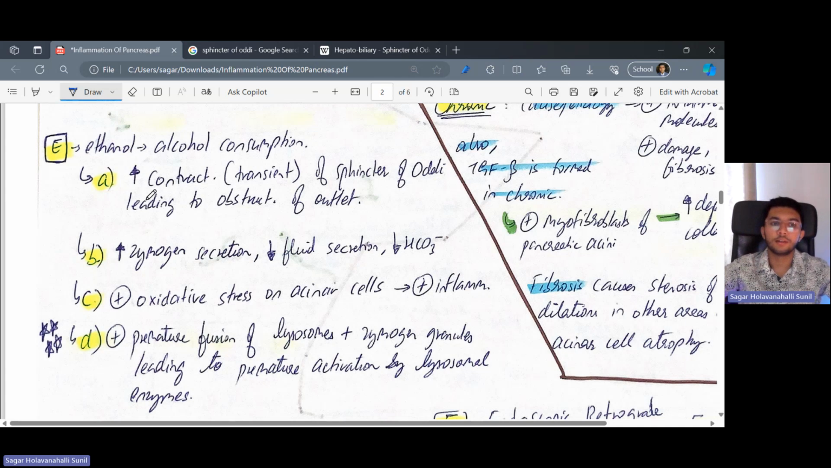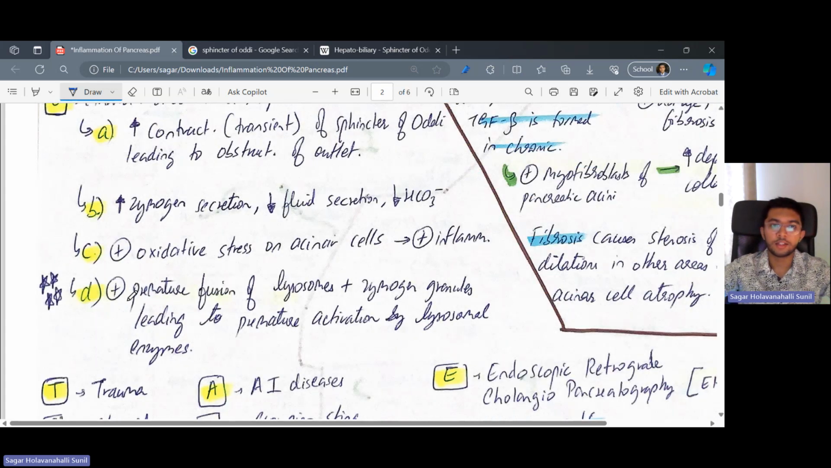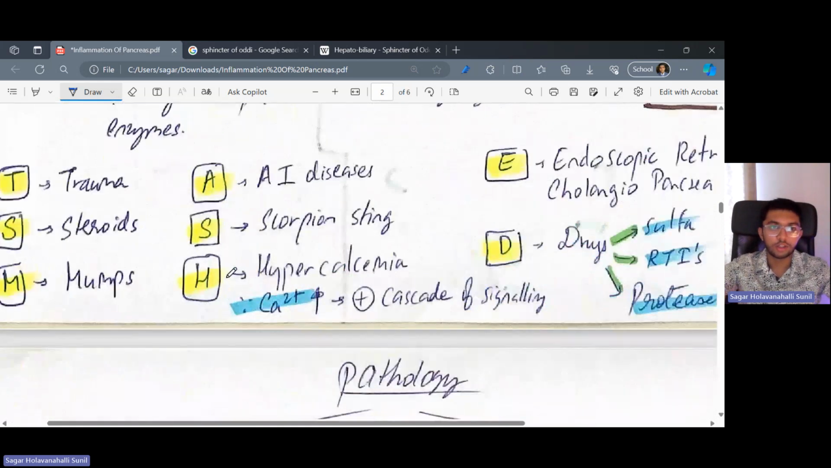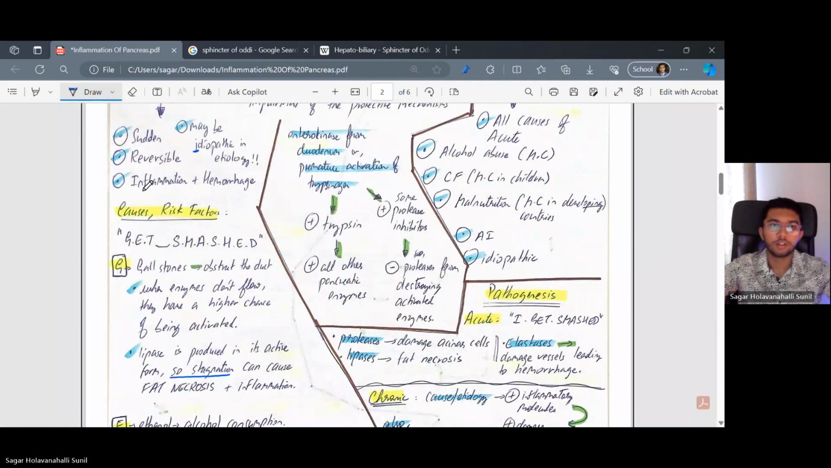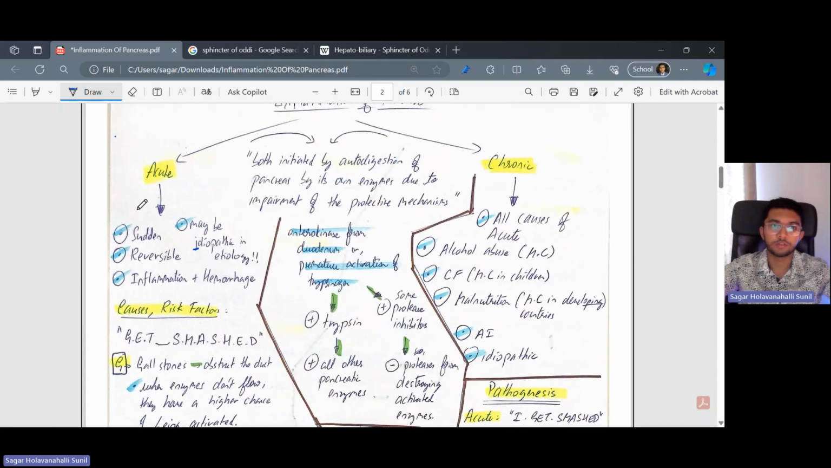The third part is ethanol has an oxidative stress on the acinar cells of the pancreas. Therefore, there is inflammation. Then there is also premature fusion of the lysosomes with the zymogen granules. And when this happens, the lysosomes act on the proenzymes present within the zymogen granules, and this will lead to premature activation of the pancreatic enzymes. So that's that. So right now we mentioned the causes and the risk factors, which is I get smashed for acute.